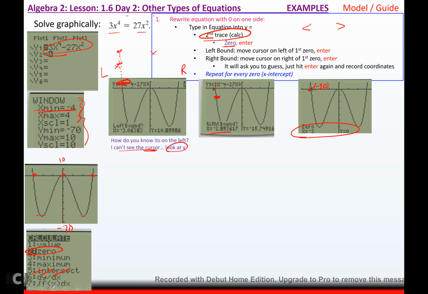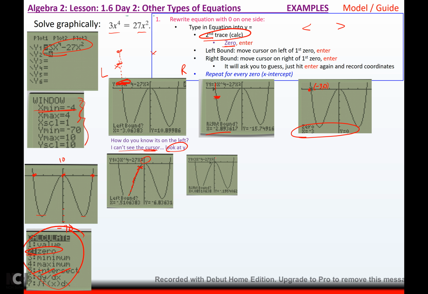And then you have to repeat for this one and this one. So go back to second, calculate zero. But now we're figuring out this one. So I'm going to approach it from the left, and I'm going to stop before I touch it and hit enter. Then I'm going to go past it for the right bound, okay?